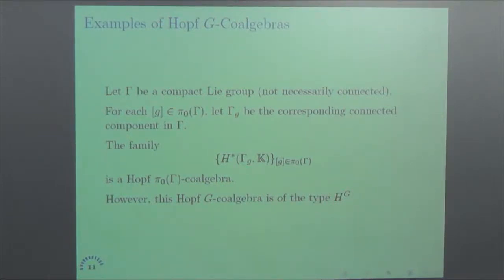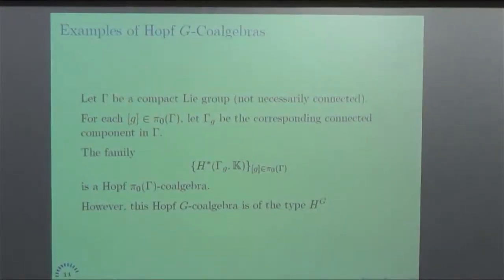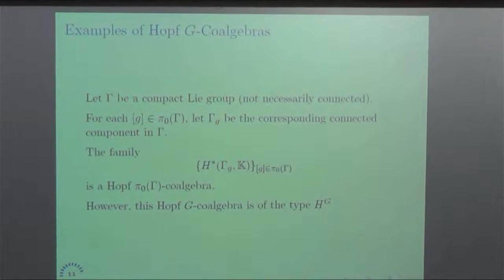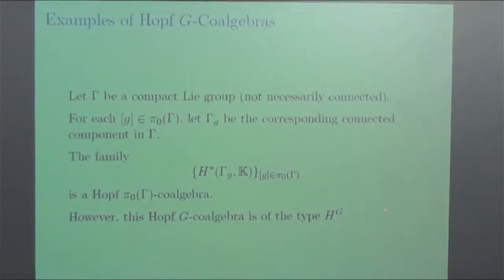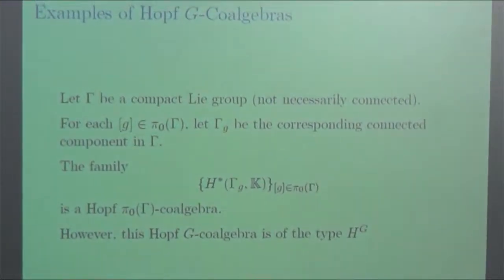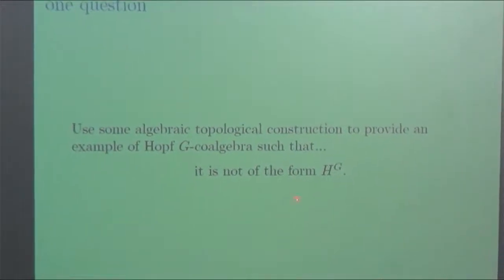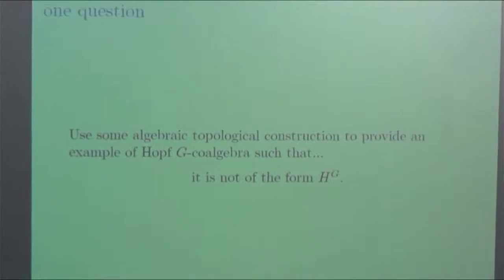You take conjugation by an element that is in the connected component, and you do the conjugation, you have an isomorphism with the component in the identity. So it's a Hopf coalgebra of this type. And there comes the question, okay? How can I construct an example that's not of this type?